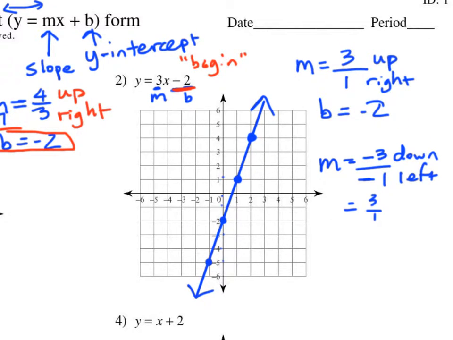So again, just to review, we begin with the y-intercept and we move up 3, right 1. Up 3, right 1. If you want to go the other way, down 3, left 1.